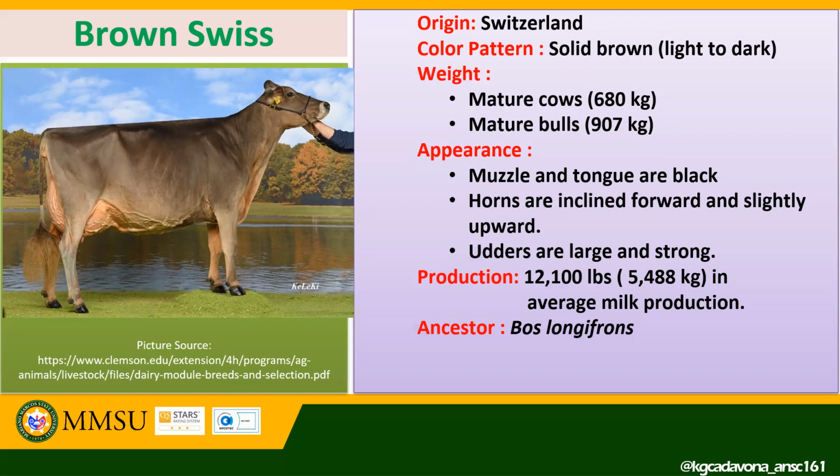in beef cross-breeding programs. Now for the milk production, if Holstein ranks first among the dairy breeds in average milk production per cow, the brown Swiss ranks second for about 5,488 kilogram per cow. Then for its ancestors, we have Bos longifrons.